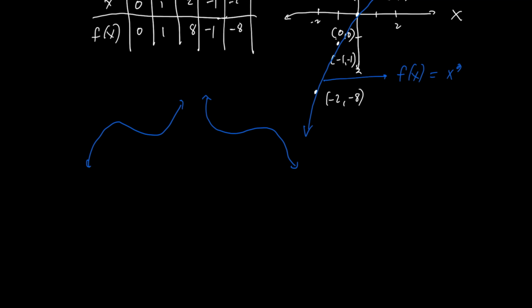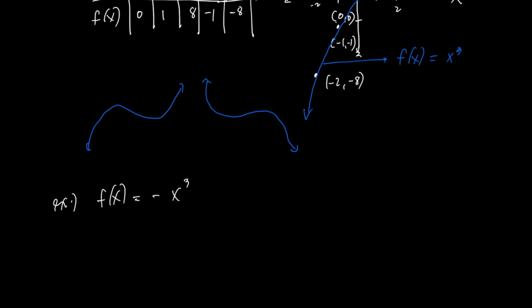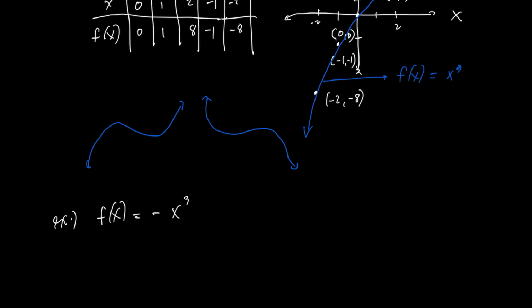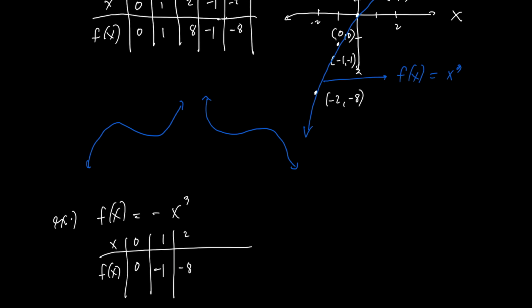Now let's graph the other one, which is f of x is equal to negative x cubed. So again, we can use tabular form, x, f of x. When x is 0, this is 0. When x is 1, this is negative 1. When x is 2, this is negative 8. When x is negative 1, this is 1. When x is negative 2, that's 8.